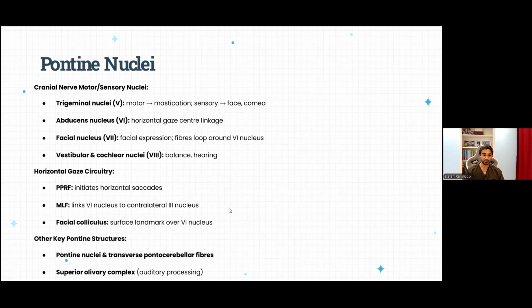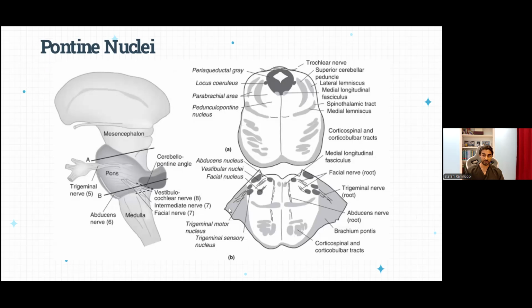Next, we move on to the pontine nuclei, which involve your cranial nerve motor and sensory nuclei of your trigeminal, abducens, facial, vestibular, and cochlear, and then your horizontal gaze circuitry, as well as some other key pontine structures, which you can see in this image here. So the pons is the most clinically recognizable region of the brainstem because its nuclei and pathways create characteristic patterns when injured.